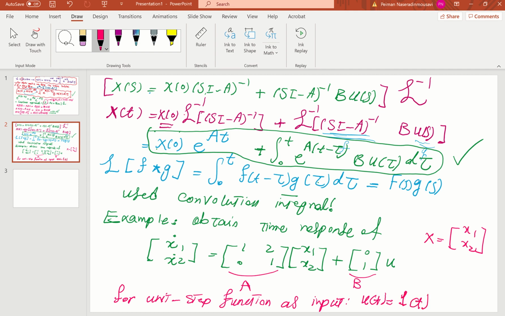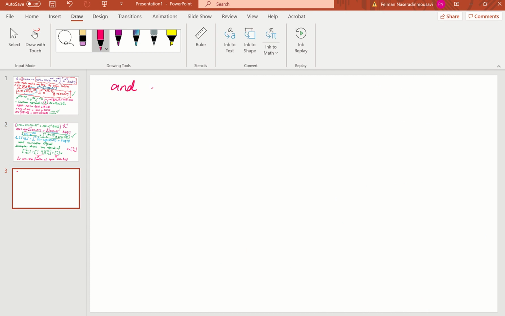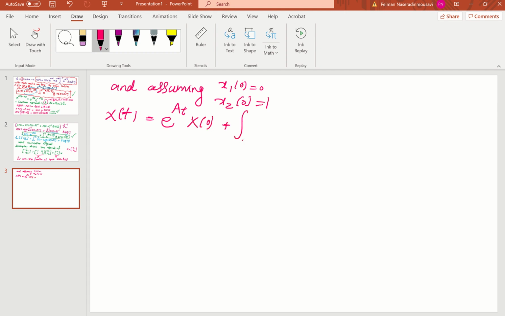So find that for a unit step function as input, which means your u(t) is the unit step function, as in undergraduate control, and assuming x1 at time 0, the initial condition, is 0, and x2 at time 0 is 1. So we want to find the solution of that. We had x(t), based on whatever we derived, as e^(At) x(0) plus the integral from 0 to t of e^(A(t minus tau)) B u(tau) d tau. This is what we're going to use.